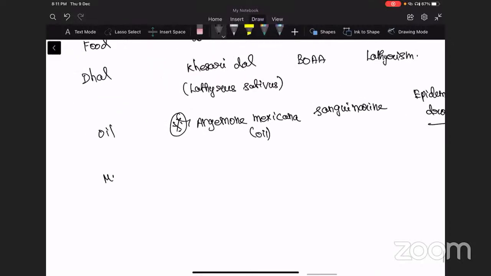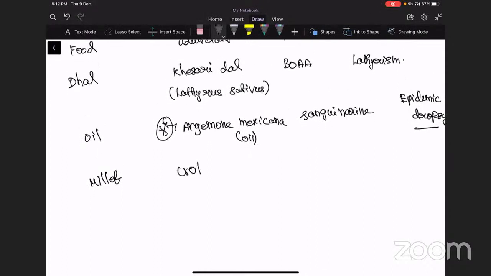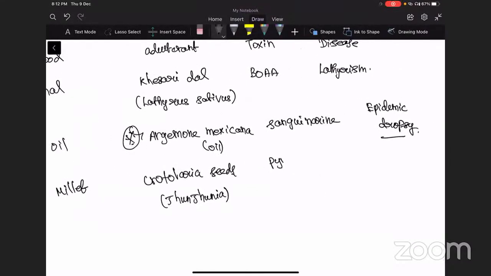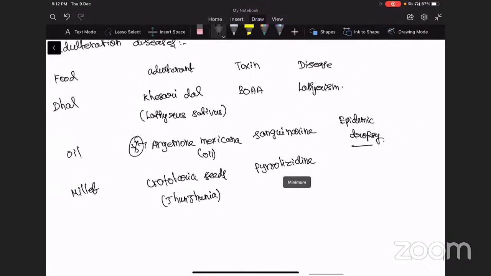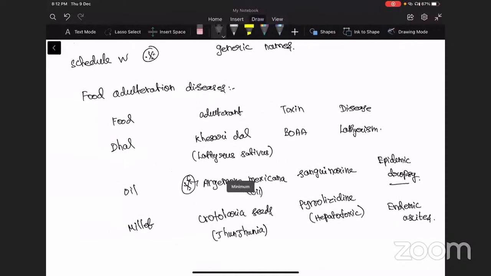And the food adulterant: millet, adulterant is Crotalaria seeds or Jhunjhunia, and the toxin is pyrrolizidine, which is hepatotoxic, and the disease caused is ascites, endemic ascites. Very important. Food adulterant.